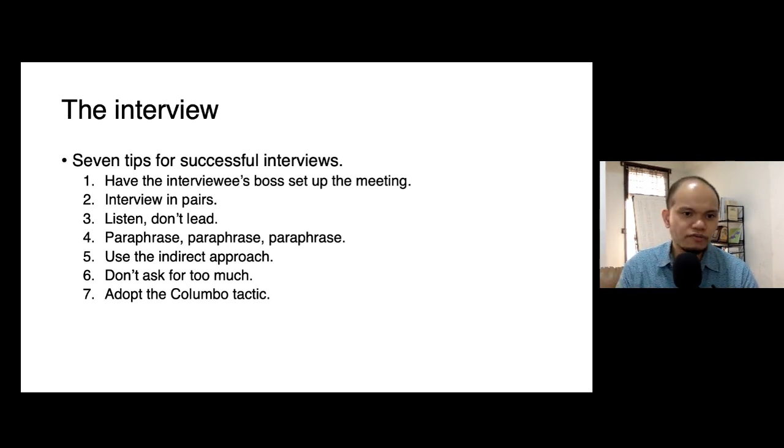And use a little bit of triangulation. Don't ask for too much. I mean, just stick with what you have, okay? With a time limit, with your interview guide, don't try to veer away from it, okay? And adopt the Columbo tactic.